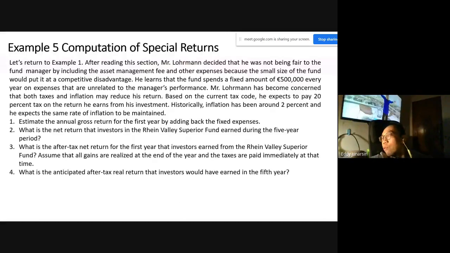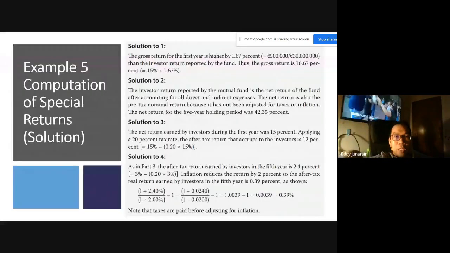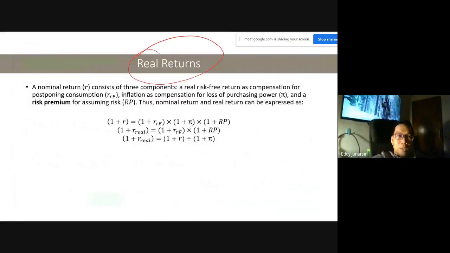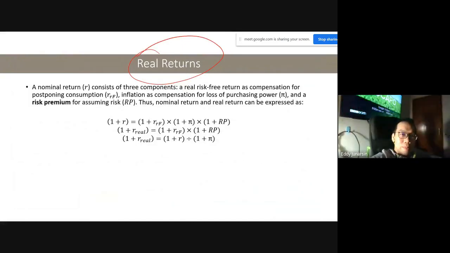One more thing before we end our session today: the real return. Can you tell me, maybe from other courses, what is a real return? We have nominal return, we have real return. What is it?